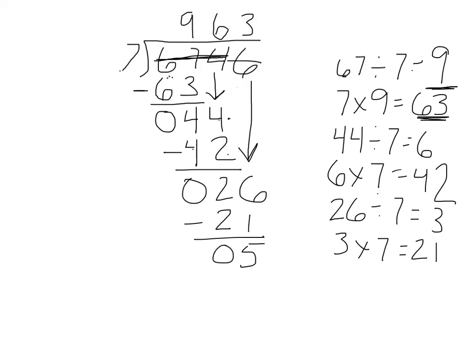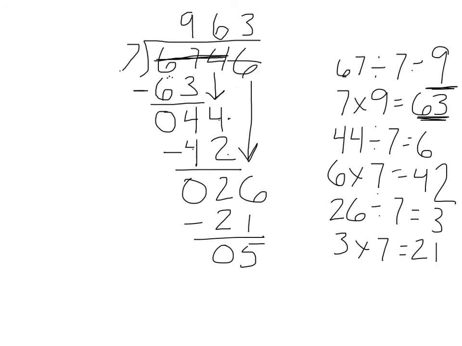Now, this next step is burgers. And that's bring down. But I do not have anything left to bring down. I brought down the 6 already. I've used it. There's nothing over here to bring down. So at this point, I can't repeat my steps, because I would repeat until there's nothing left to bring down. So at this point, I have a remainder.